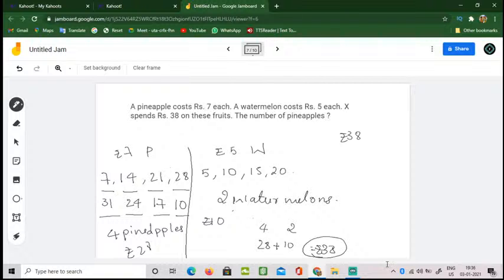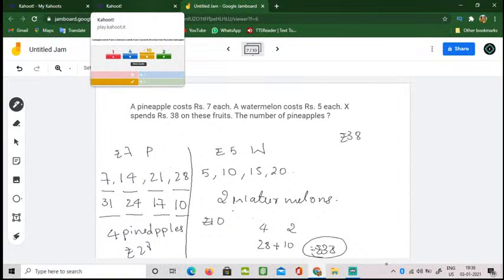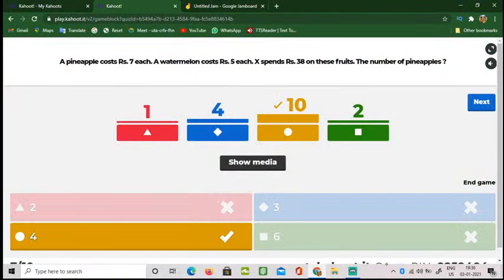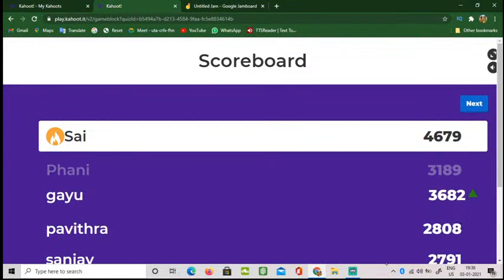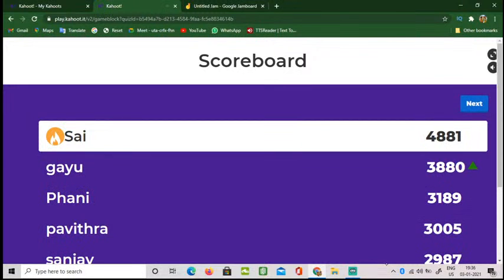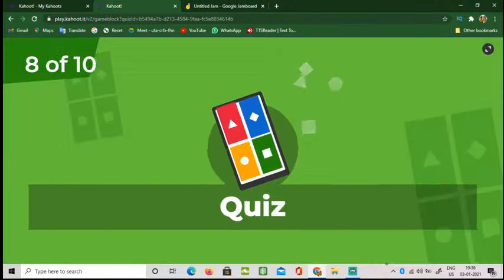And I hope you all got it. Now let's move on to the next question. So before that, let's check the scoreboard. In this scoreboard, Sai is still in the first, Gayu has come to the second, and Funny has come to the third. There's finally a change, but Sai is still in the first. Now let's move on to the next question.